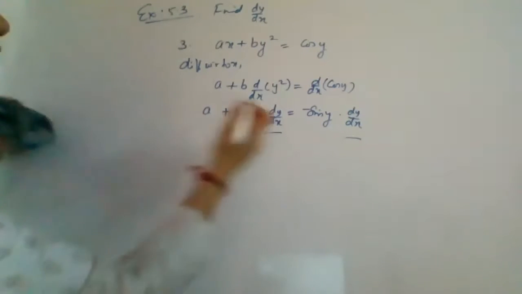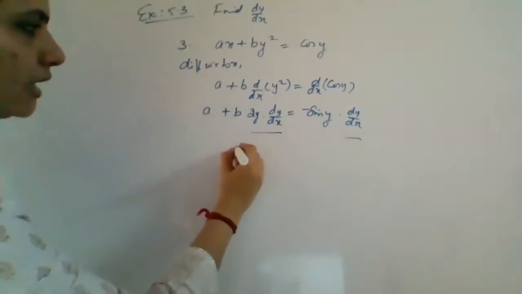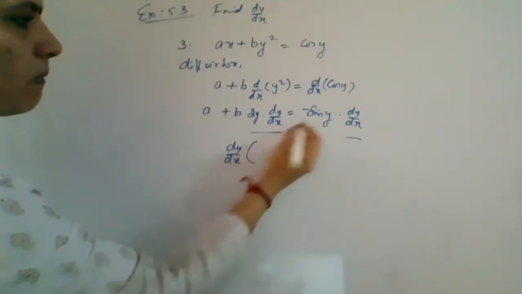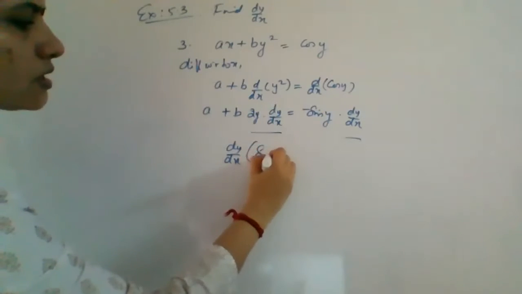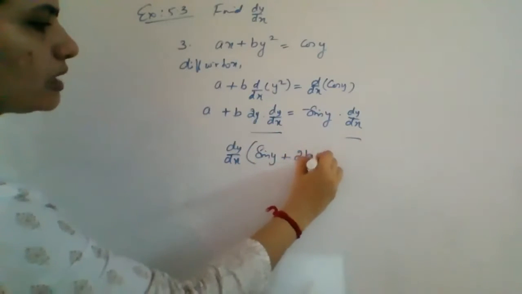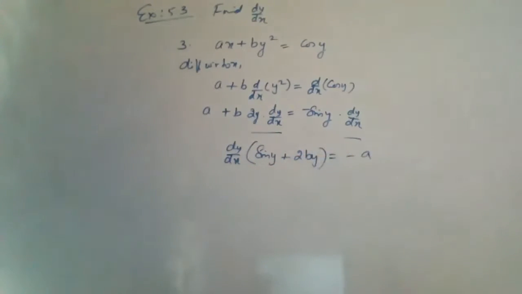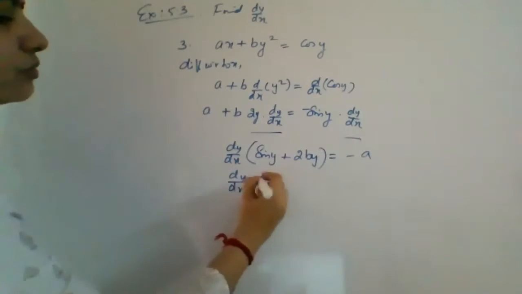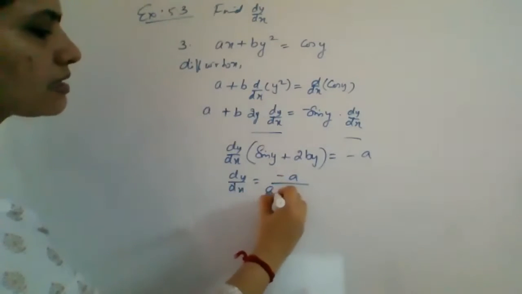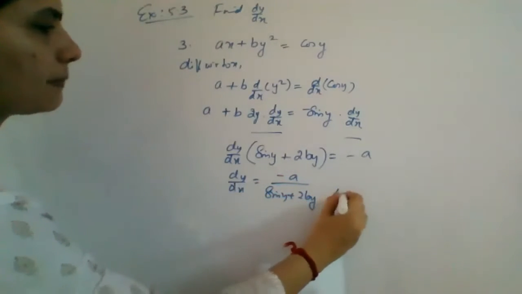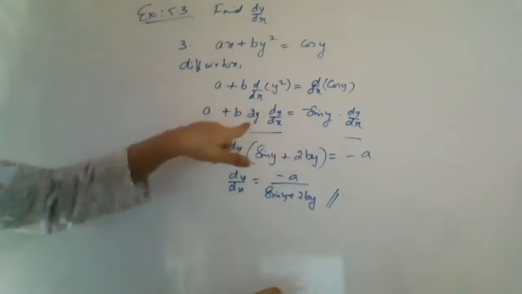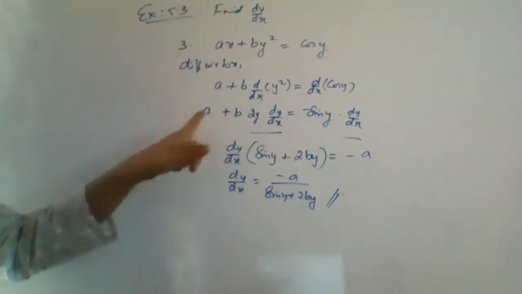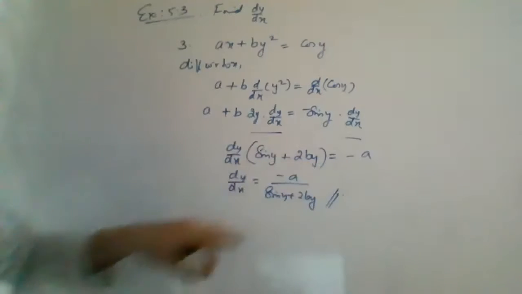What I'll do is bring this here, dy by dx into, this will come here as positive, so it is (sin y plus 2by) is equal to minus a. Okay, dy by dx is equal to minus a divided by (sin y plus 2b). Correct? Anything went wrong? No? I've taken a to the other side and sin y to this side. Okay, so it became positive and this one negative. Clear?